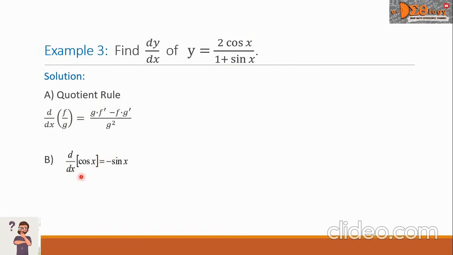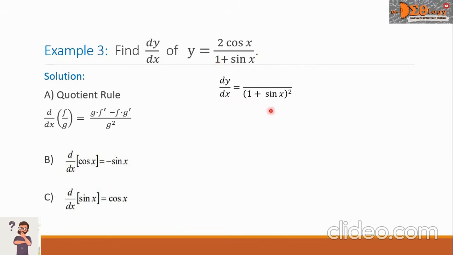So we write here d over dx of cosine x. This is equal to negative sine x. Next is the derivative of this sine x. So d over dx of sine x equals cosine x. We are now ready to write the solution for the derivative. So we have dy over dx equals, we will apply the quotient rule, first by squaring the denominator. 1 plus sine x is now squared here.